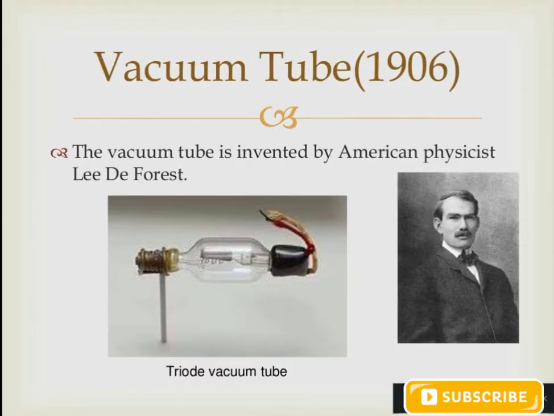Next came the vacuum tube in 1906. The vacuum tube was invented by American physicist Lee De Forest. The first picture is the triode vacuum tube, which was created by Lee De Forest.